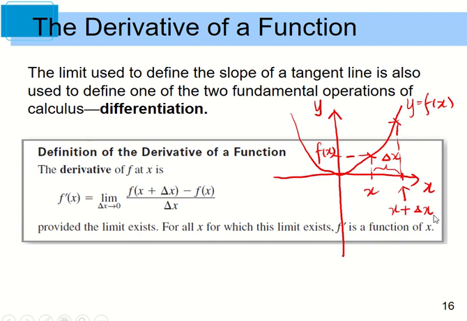Now, when we substitute this point into f(x), what do we get here? We will get f(x plus delta x), right? So when we substitute this into here, we get this one.